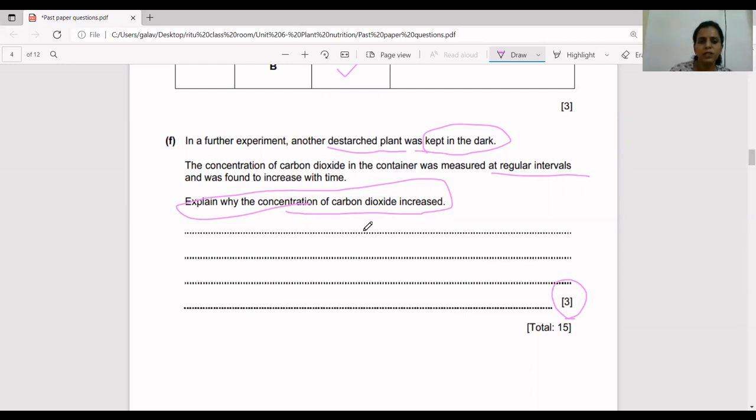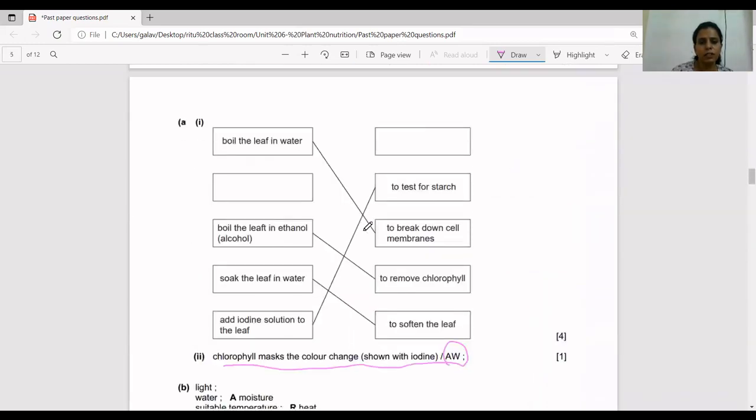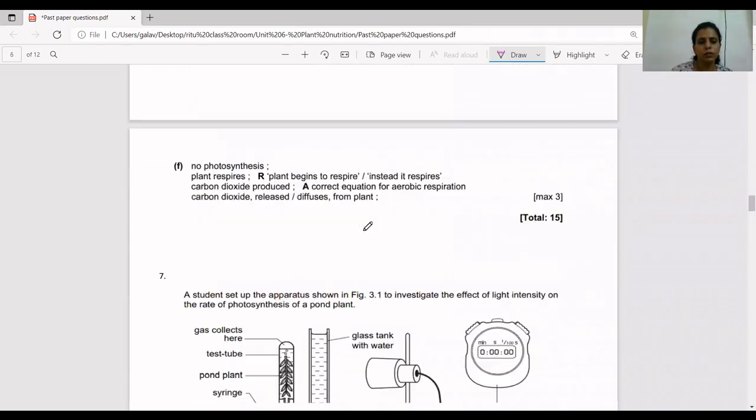And in the process of respiration, carbon dioxide gas is released as a byproduct and oxygen gas is consumed, for the process of respiration. So this is the second reason for the increase in carbon dioxide concentration.